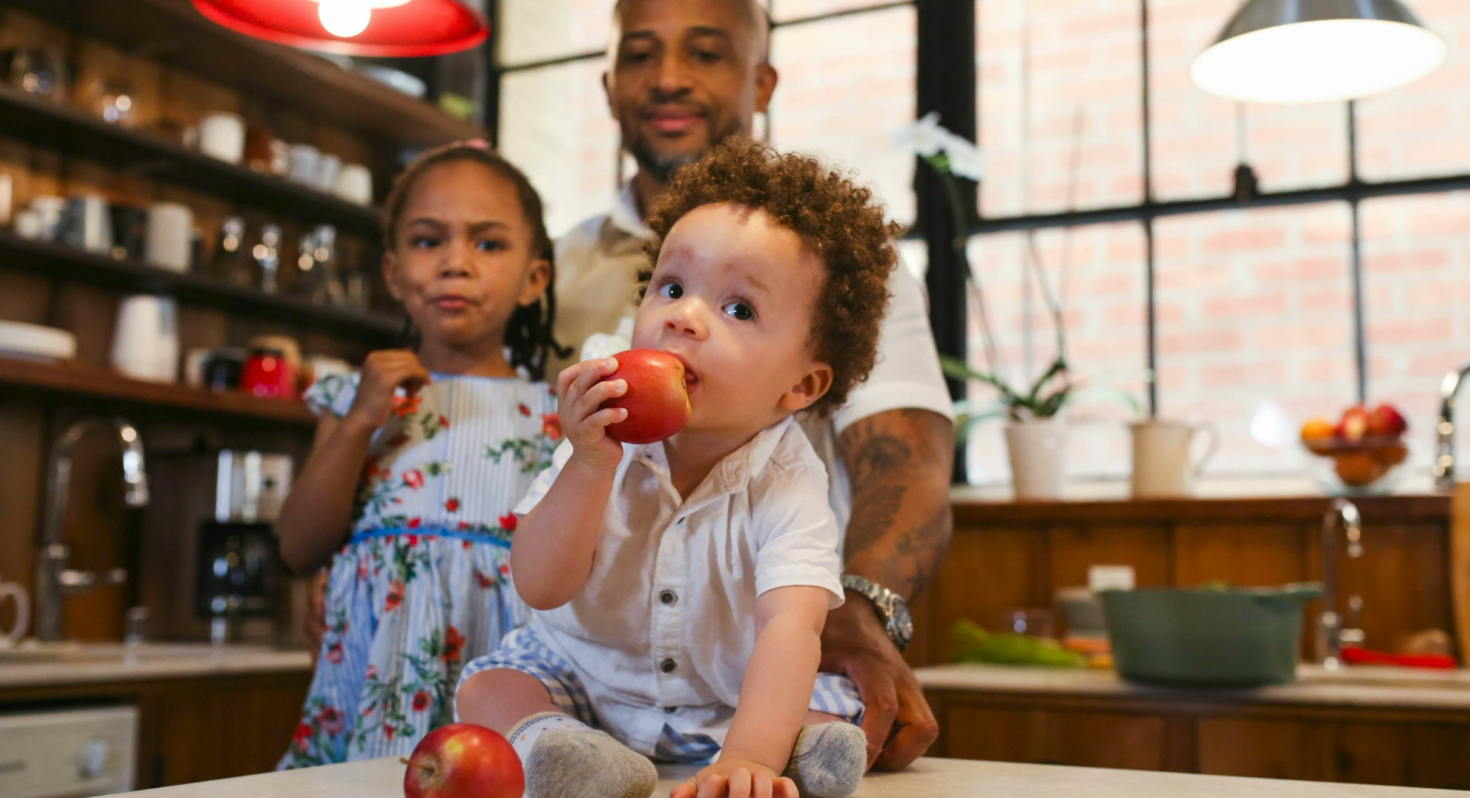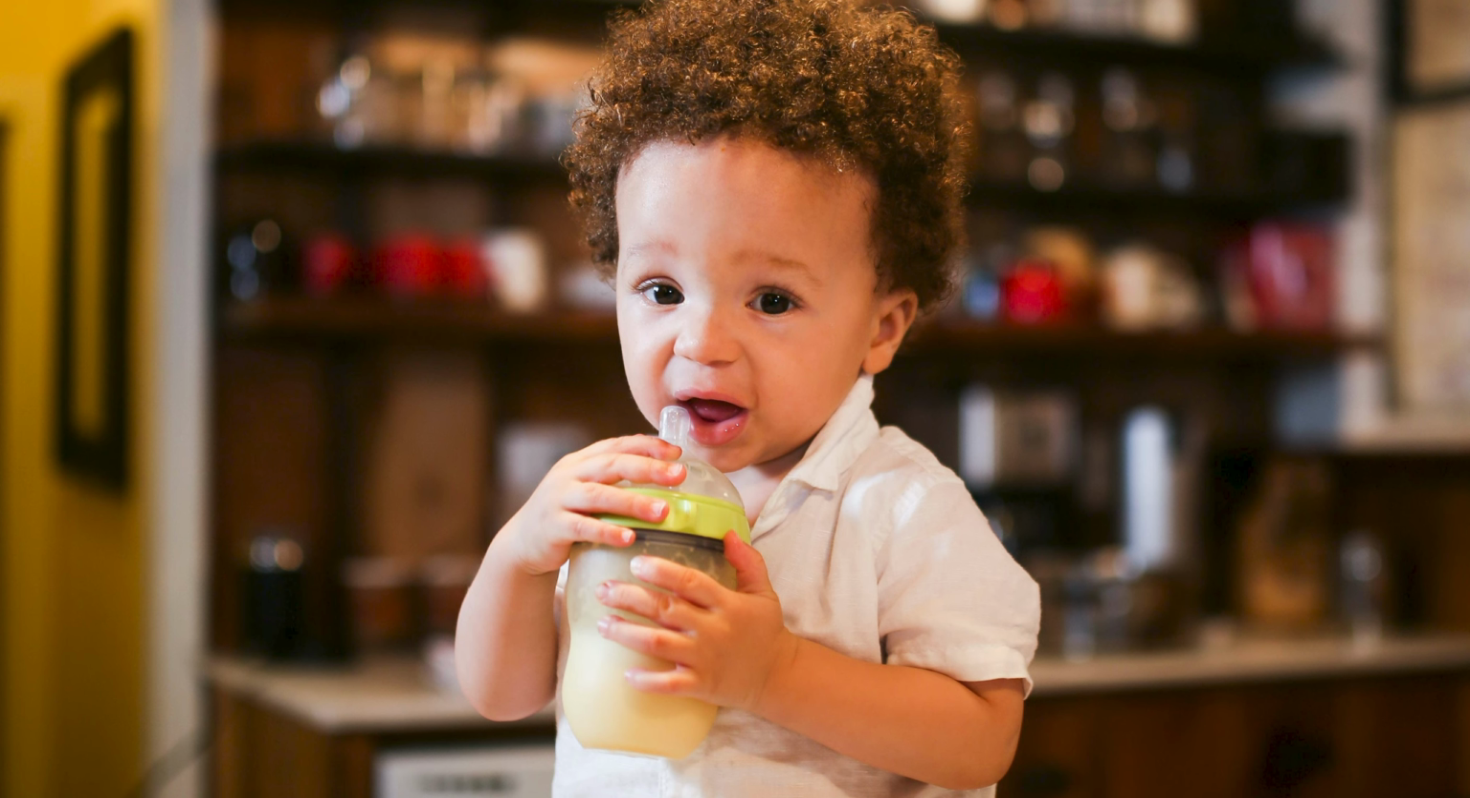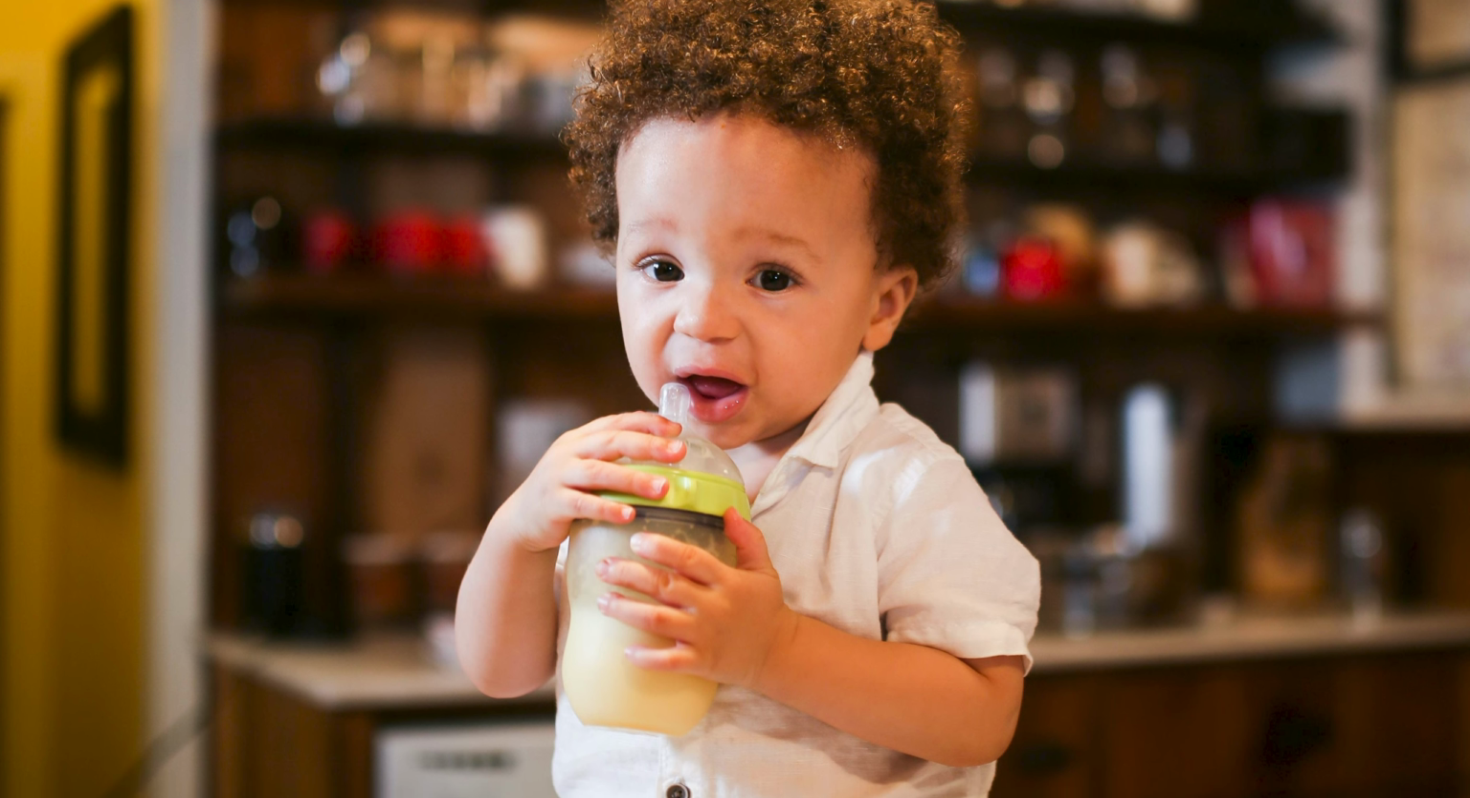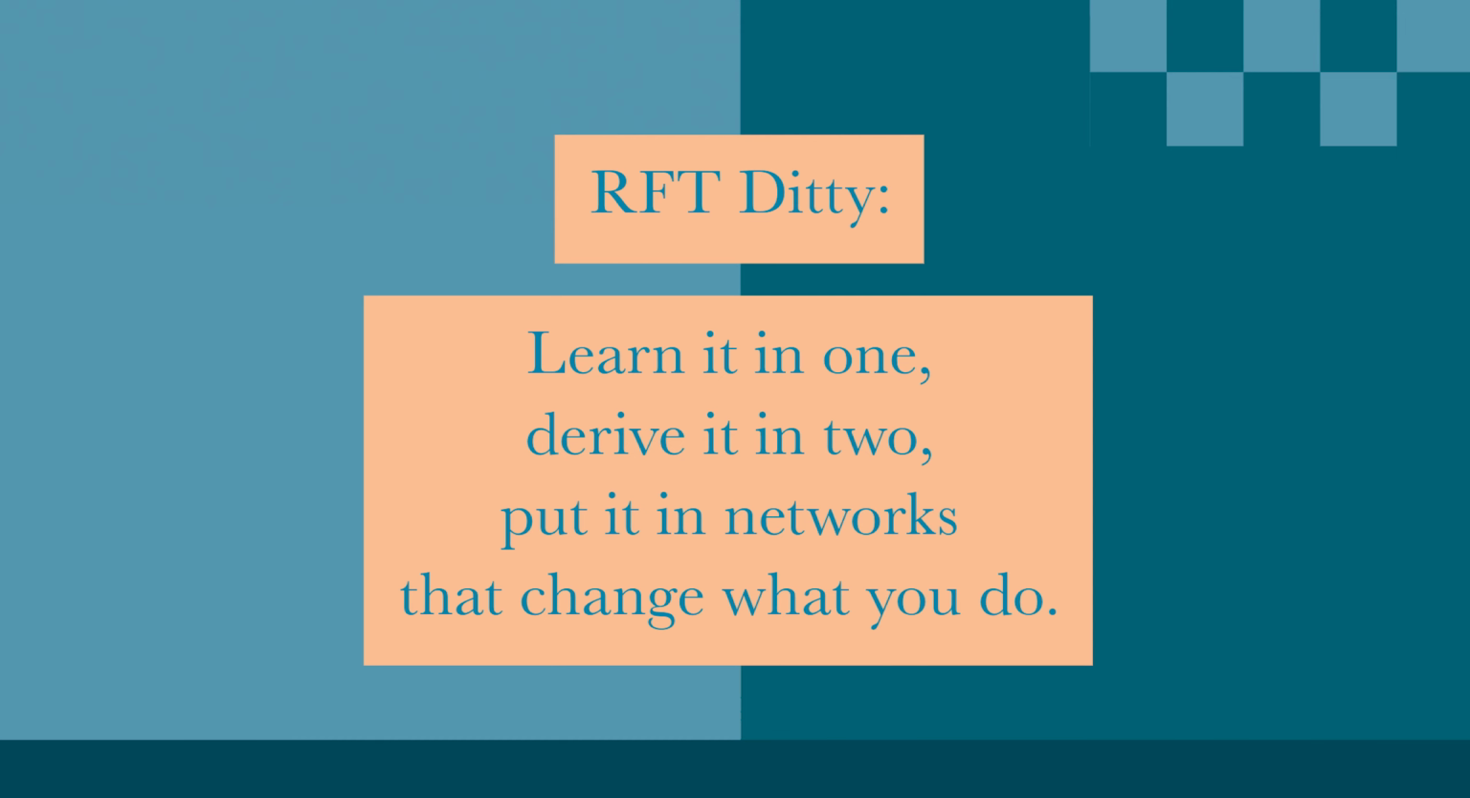Even young children naturally build these networks. For example, a child who learns that apple in English is jabuka in Croatian can immediately connect these words, jabuka and apple. They can also imagine what jabuka juice might even taste like, even though they'd never had it. Now, this is the essence of the RFT phrase, learn it in one, derive it in two, put it in networks that change what you do. These networks extend far beyond basic naming.